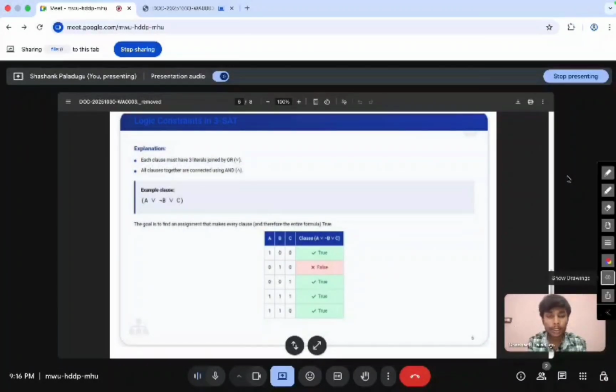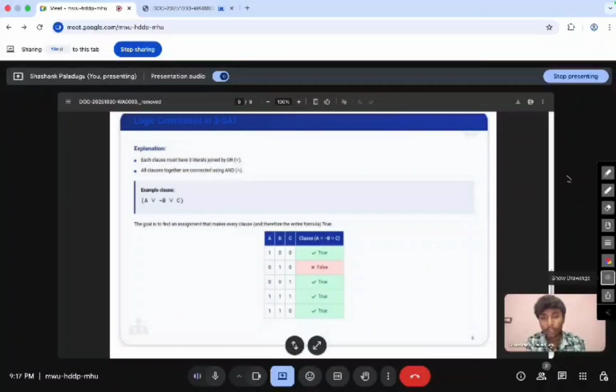The truth table shows all possible combinations of A, B, C, and whether they satisfy the clause. The clause becomes false only when all 3 items inside fail. That means all are false. So false or false is equal to false. That's clear, right? False or false is equal to false. Any true anywhere makes the whole clause true. This idea is very important. It helps us see how assignments affect the formula.